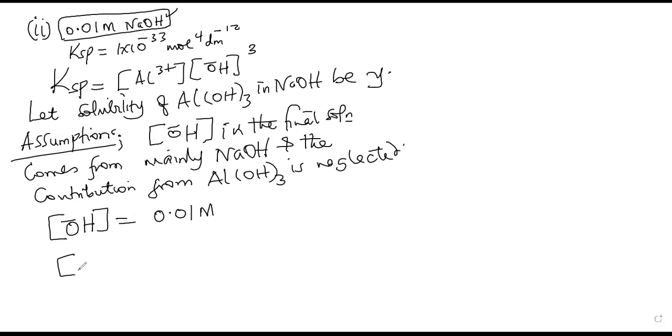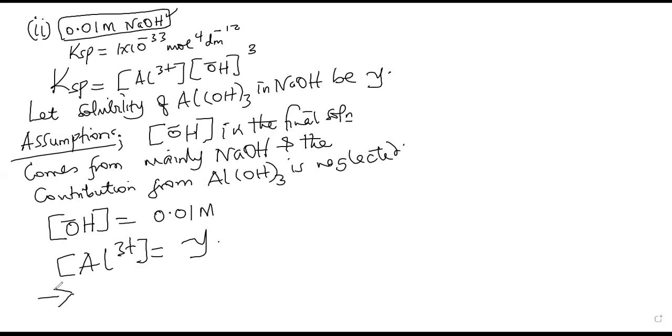Then for the case of aluminum, it is just Y, regardless of the molar ratio. This one is Y because in the equation it appears as 1 aluminum ion, 1 mole of aluminum ion. Therefore, it is Y. But for the hydroxide, we say that it mainly comes from the solution introduced.